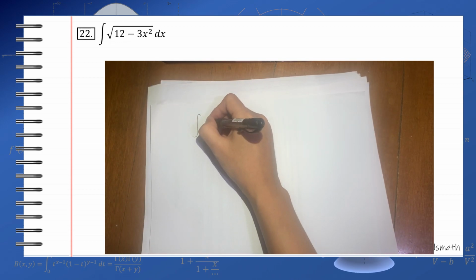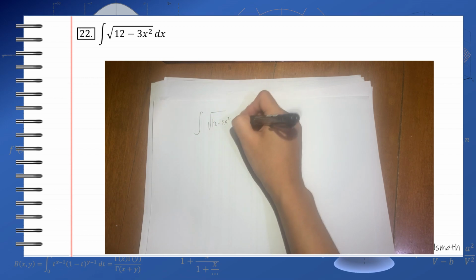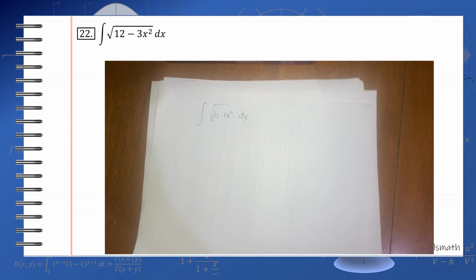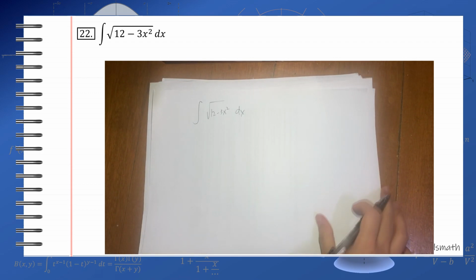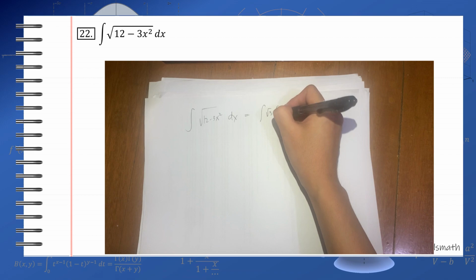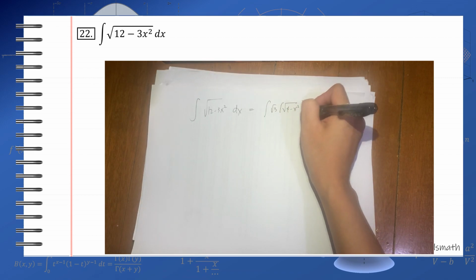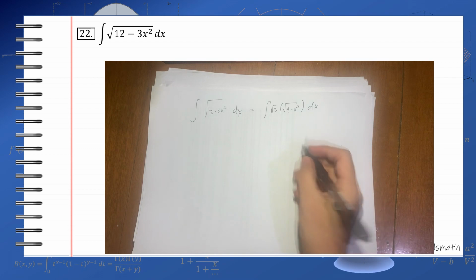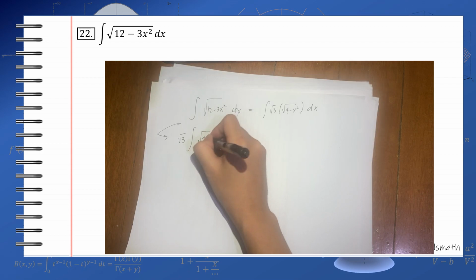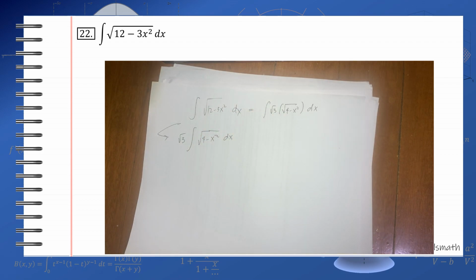Next, item number 22. Integral of the square root of 12 minus 3x squared dx. If you've watched the first video, this already appeared, although it had limits. It's a definite integral. This one is indefinite. So first, we factor out the square root of 3 times the square root of 4 minus x squared dx. So we have a quadratic term in a radical.